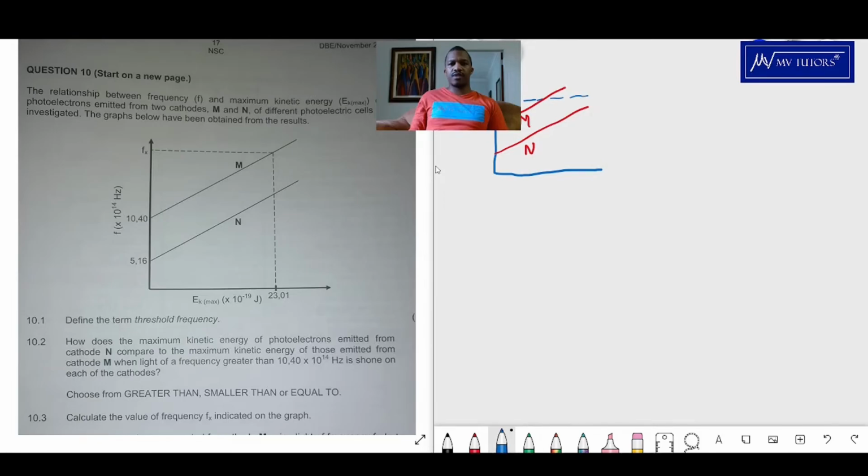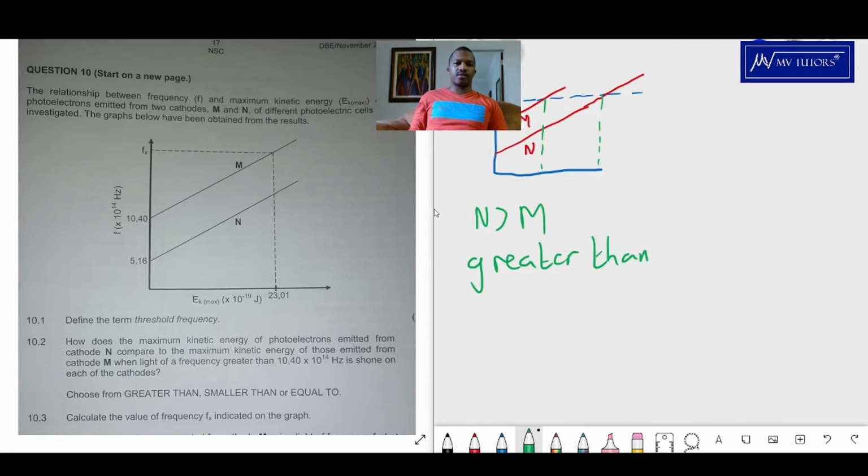So if I continue there, I'm definitely M, N, okay. And if I go back there, you can see that for M the energy is here, but for N it's actually greater. So the energy for N is actually greater than that of M. So when they say choose greater than, smaller than, or equal to, the energy will be greater than. So we will choose greater than.